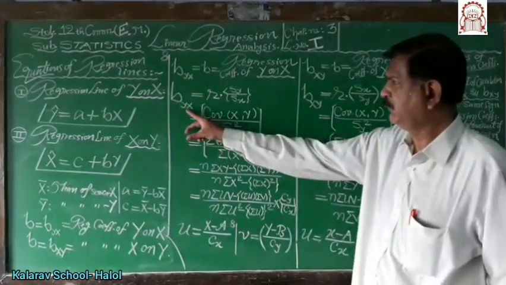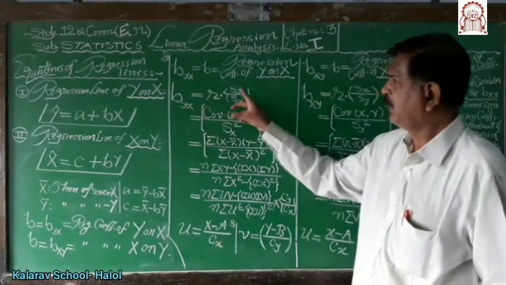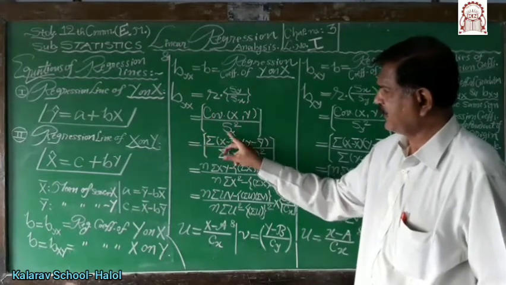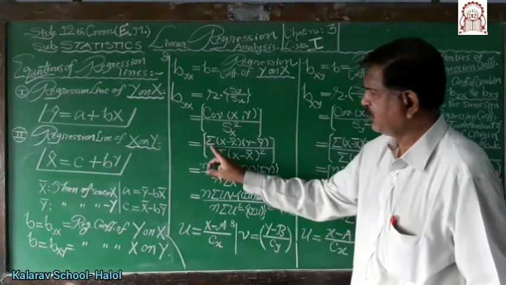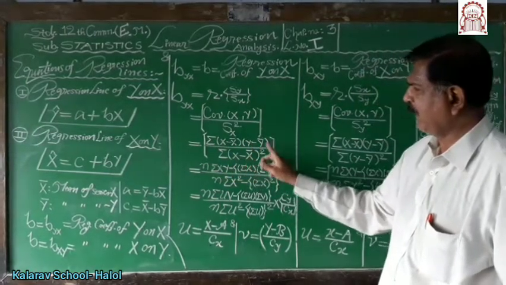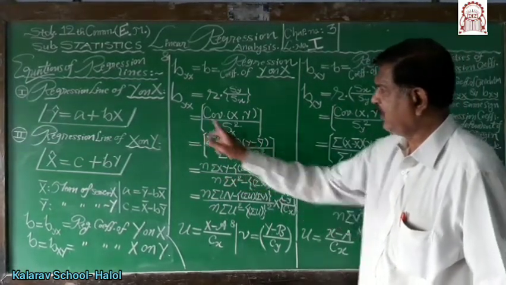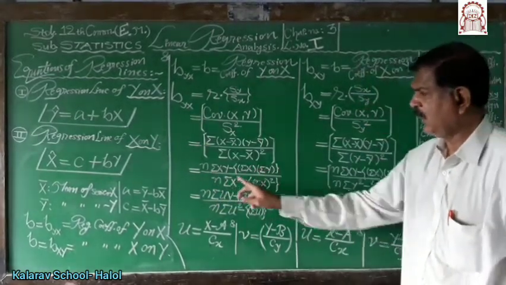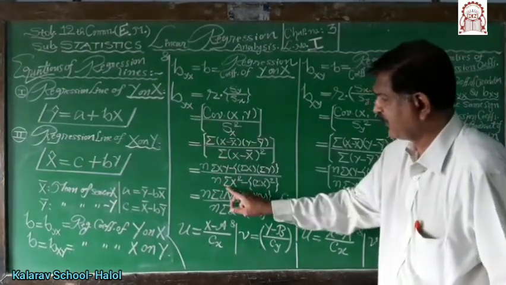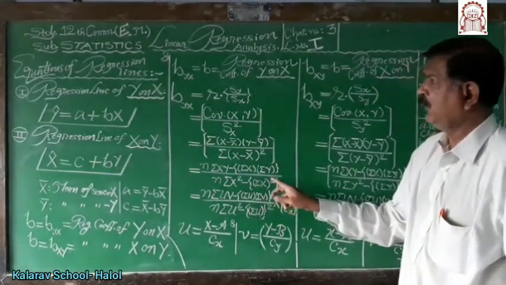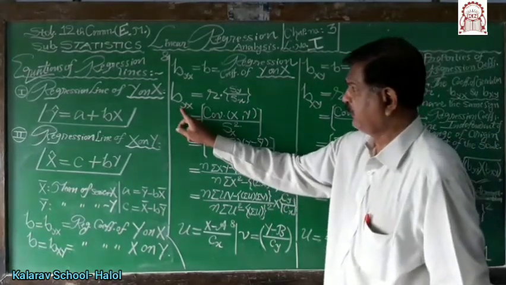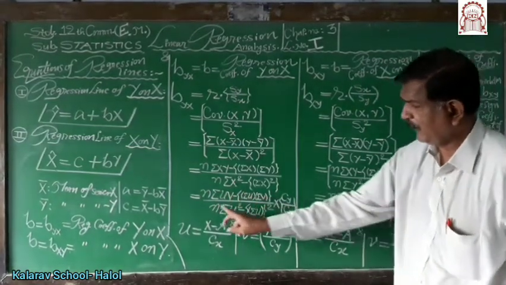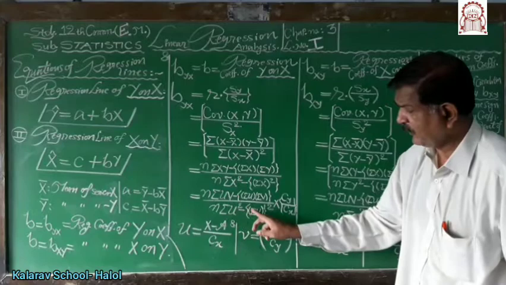So for byx: r into sy upon sx, where x is the last letter, covariance between x and y upon sx square, sigma x minus x bar into y minus y bar upon sigma x minus x bar whole square, n times sigma xy minus sigma x into sigma y upon n times sigma x square minus sigma x whole square. Here for bxy, this is v and this is u, therefore n times sigma uv minus sigma u sigma v upon n times sigma u square minus sigma u whole square.